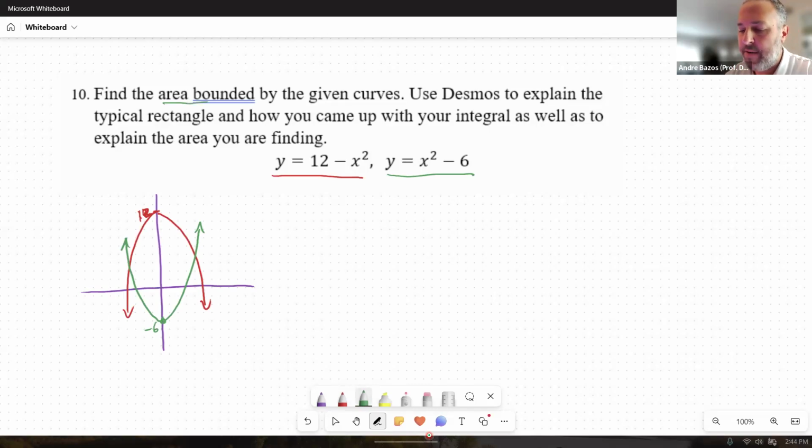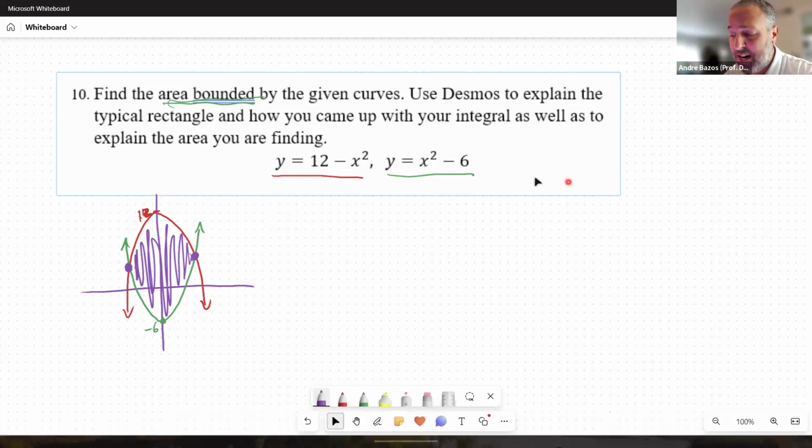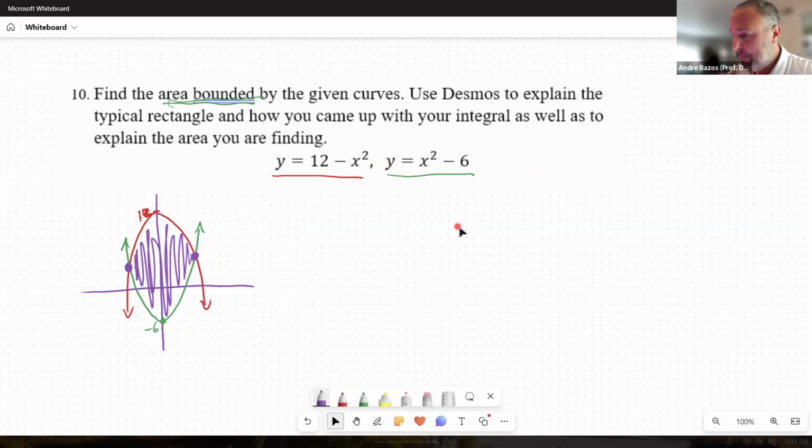We are finding the area bounded by this. So we are talking about this area right here. And we need to find the x value here and the x value here of those two intersection points. How do we determine the x values of an intersection point? We set the equations equal to each other, because there's y, there's y. At these particular points, our y's are equal to each other.